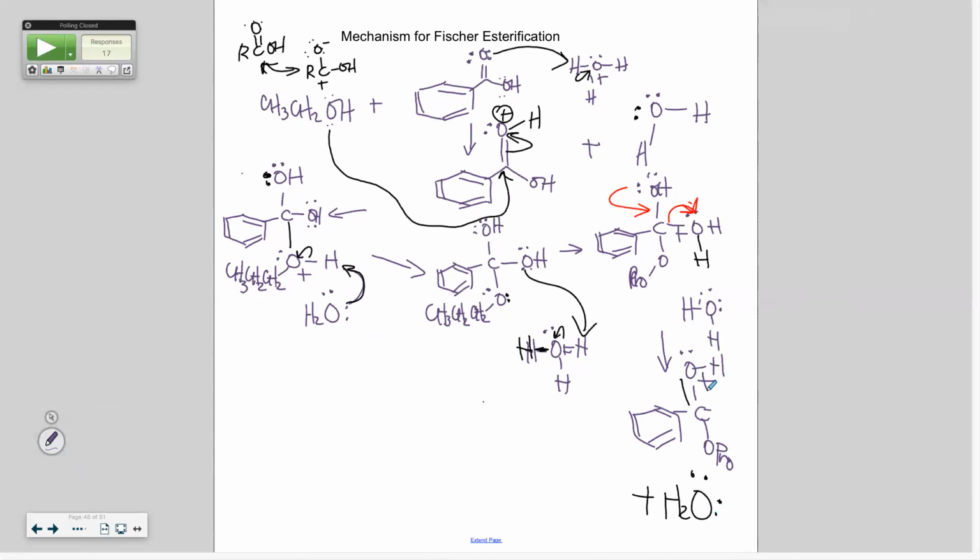Okay, now how do I get to the product? What is the water going to do? I'll use the one that I just made. It's going to pull off the proton, and these electrons are going to go to the O.